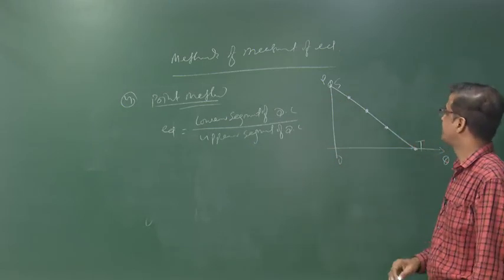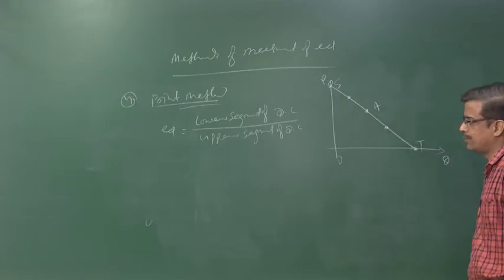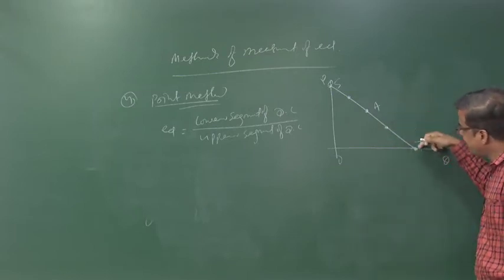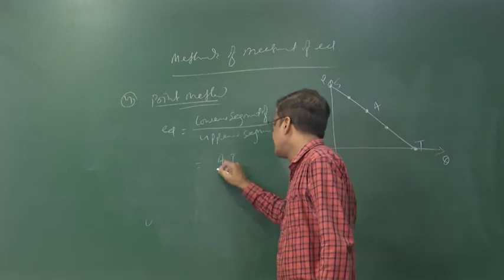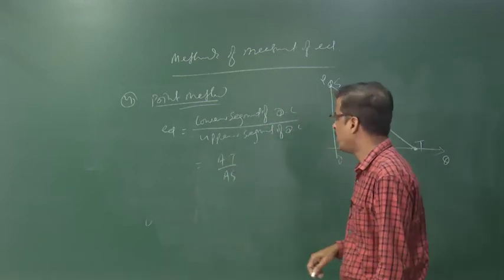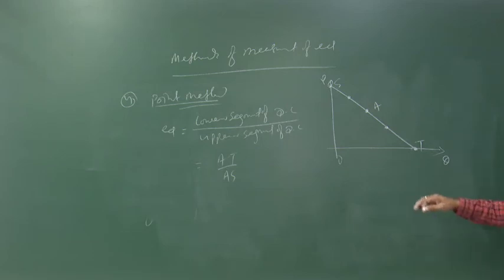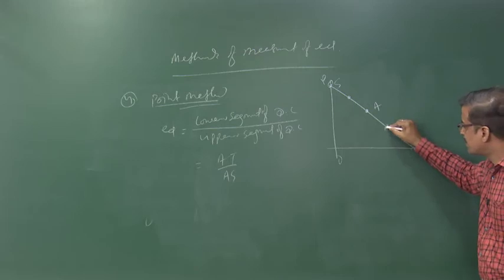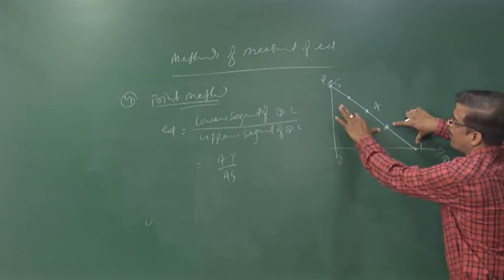For example, suppose this is the point A, then what is the elasticity at this particular point? AT divided by AS, that means lower segment divided by upper segment of the demand curve. Suppose the point A is here, in the sense the lower portion is this, the upper portion is this.